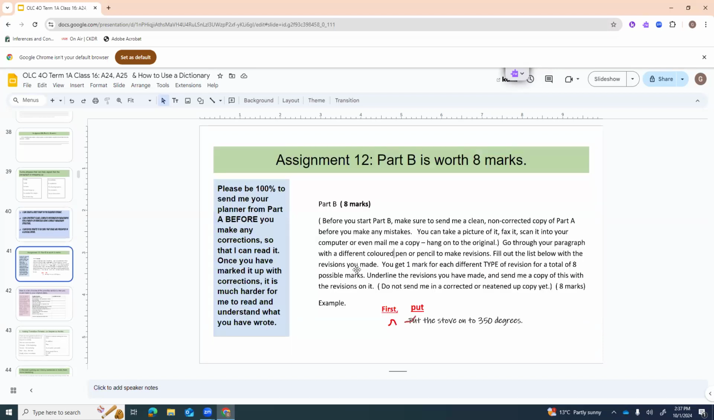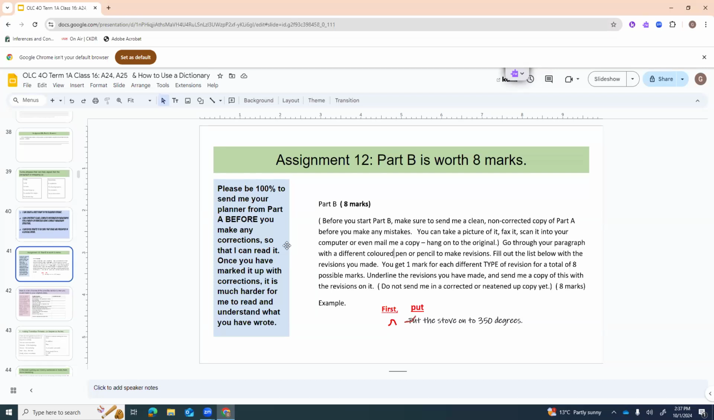Okay, so part B is 8 marks, but this is really important. Before you do any more writing on part A, before you make any kind of corrections or revisions, please photocopy it or take a picture of it and send it to me so I can read it. Once you've got it all marked up, it's really hard for me to read and it's hard for me to give you marks. So please, please, please do that.